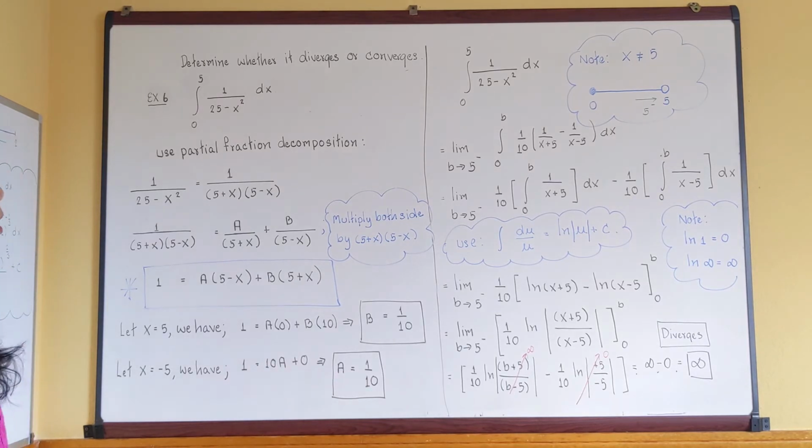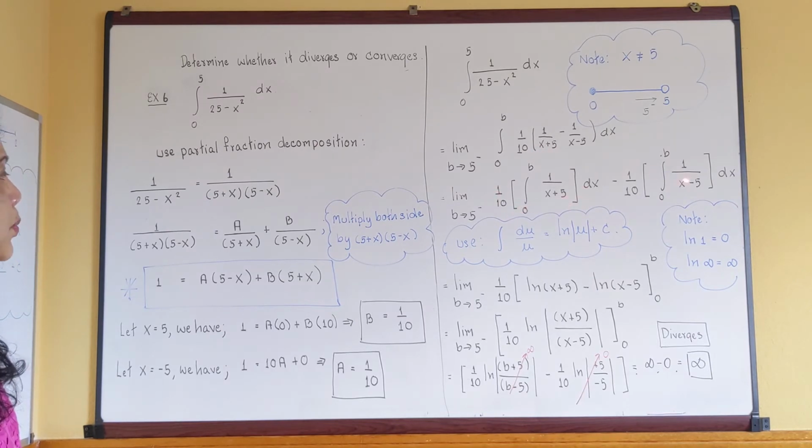Now I'm going to substitute this for a and b. So the integral from 0 to 5 of 1 over (25 minus x squared) dx. Again, I have to let b approach 5, not equal to 5, from the left. That's the integral from 0 to 5, but it cannot be 5, so it goes from the left. I factor out the 1/10, and I'm left with 1 over (x plus 5) minus 1 over (x minus 5) dx.